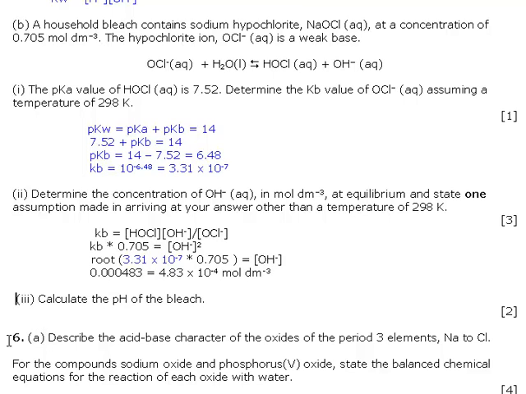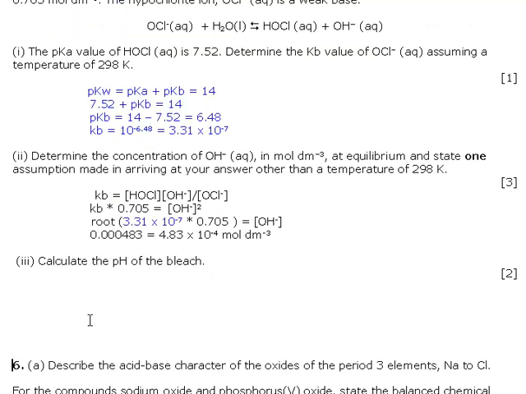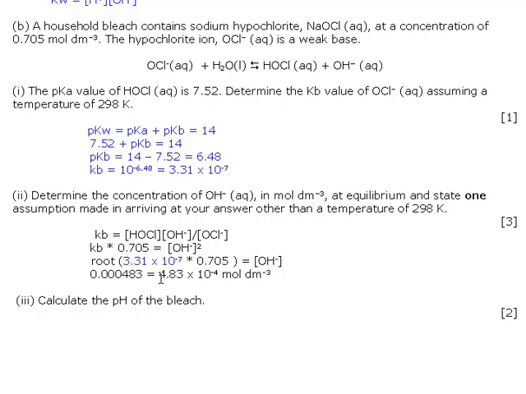Now, finally, we have to calculate the pH of the bleach. Well, from this OH minus ion concentration, we can get the pOH is equal to the negative log of the OH minus ion concentration. So it's the negative log of this, we take our log, and that gives us 3.316. So the pOH is 3.316.